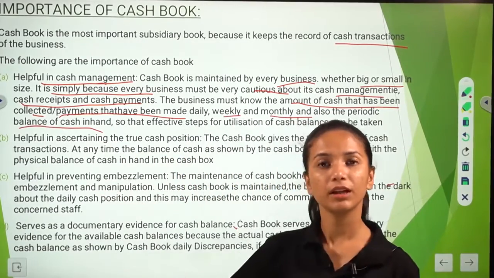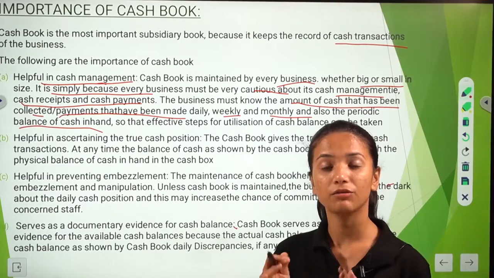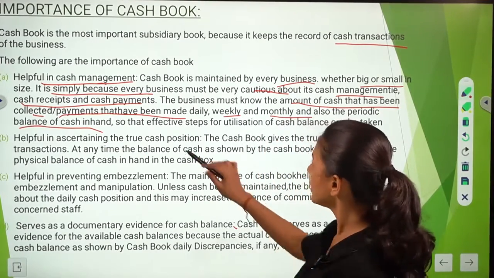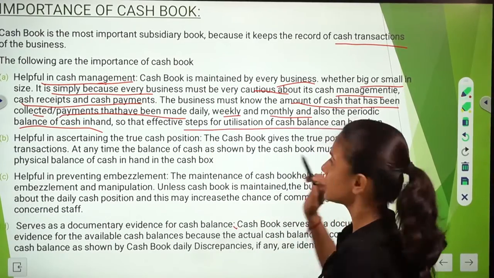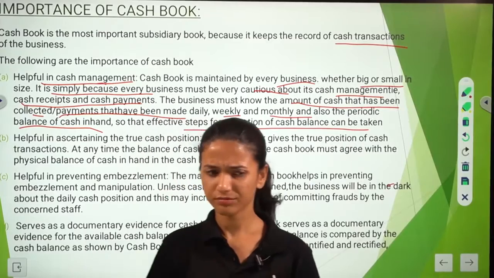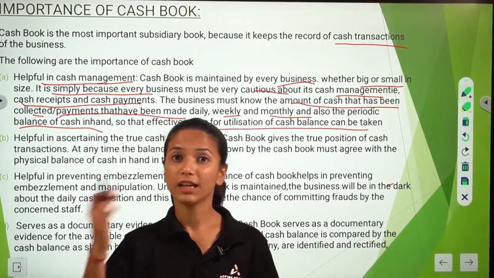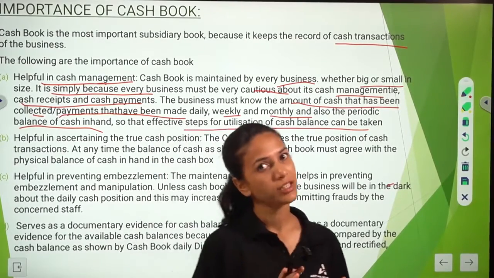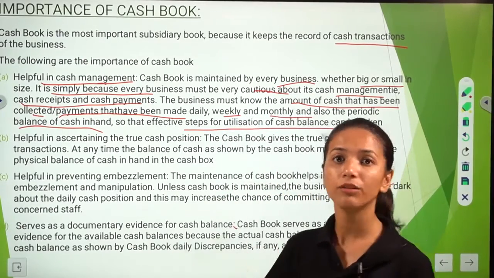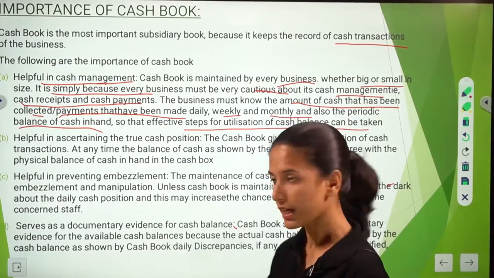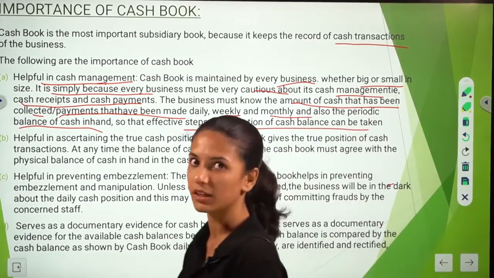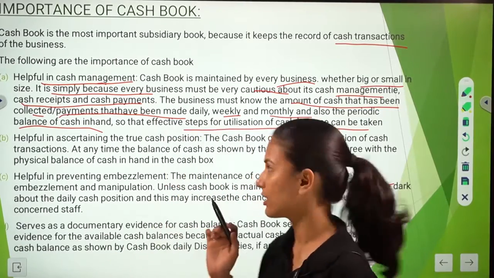So every period, what amount of cash in hand are you having, so that effective steps for utilizing the cash balance can be taken. If you have more than enough cash, then at that time the extra cash can be utilized for better future investments, right? So it helps in cash management if you prepare the cash book.